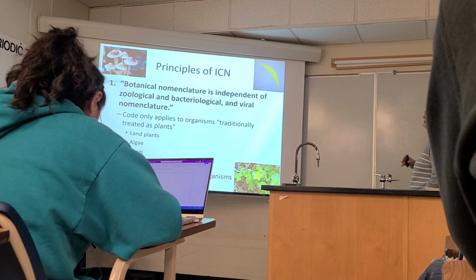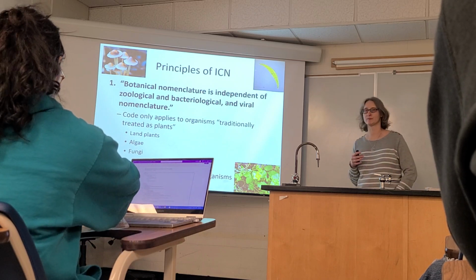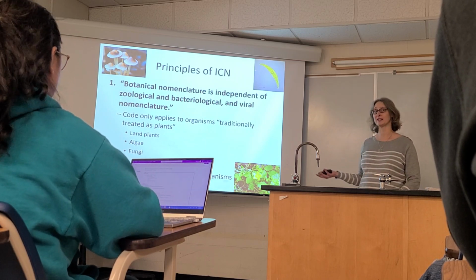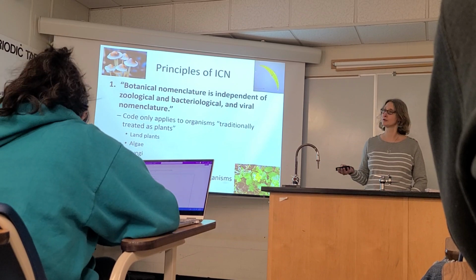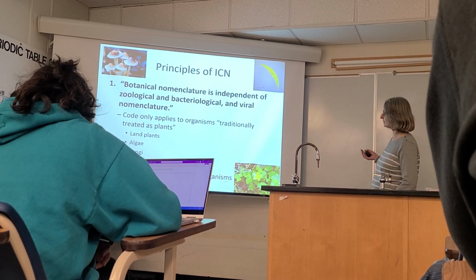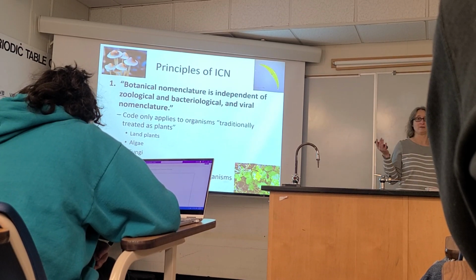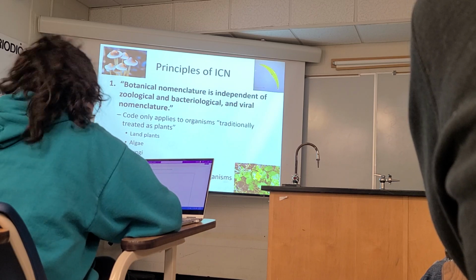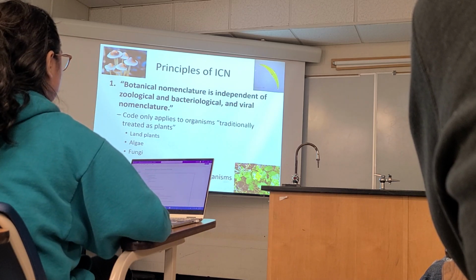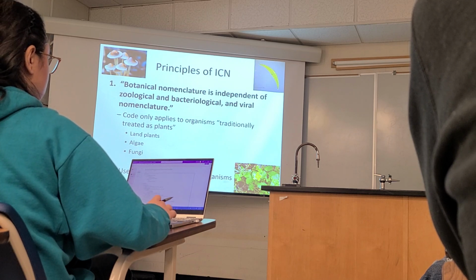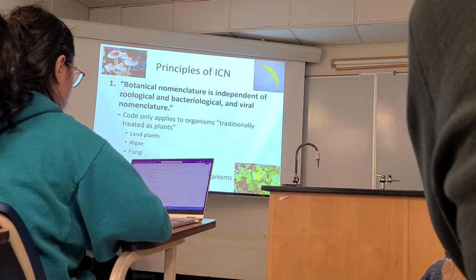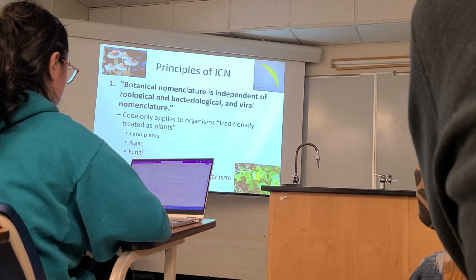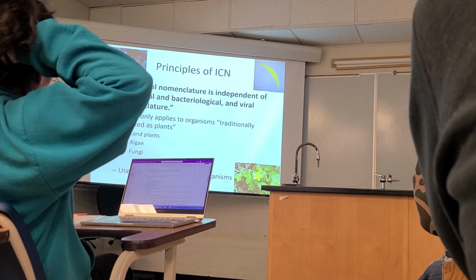The method or the set of rules that we use to name specifically plants, things that were traditionally classified as plants, which also includes fungi and algae, is called the ICN. Okay, anybody remember what it stands for? You can go back and look in your notes. International Code of Nomenclature. Land, plant, algae. There we go, excellent, exactly right. Make sure you know what the ICN stands for.